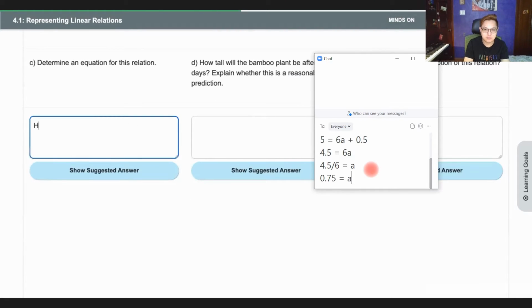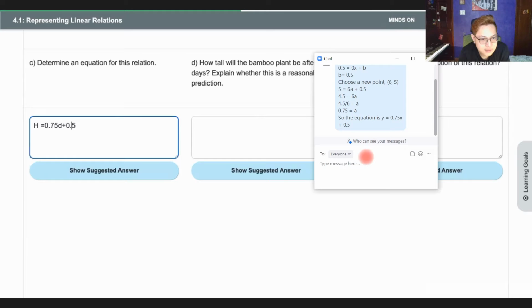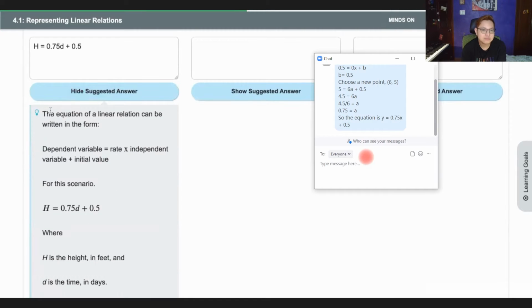So the height equation would be height equal 0.75d plus 0.5, right? Yeah, plus 0.5. So height equal to 0.75d plus 0.5. It's better if you space it. Oh, sorry. And this answer is the equation, correct.